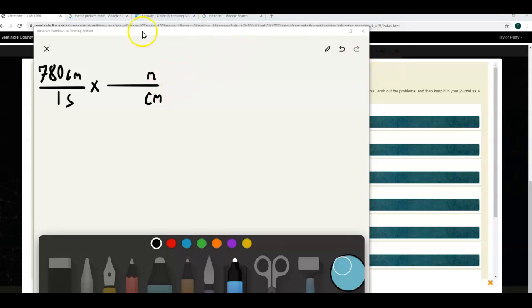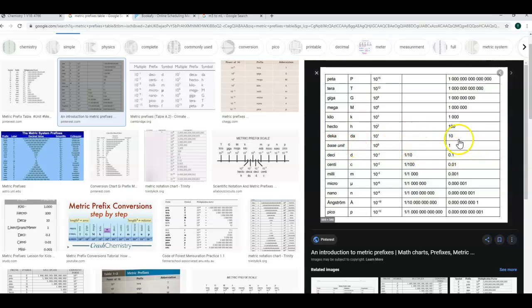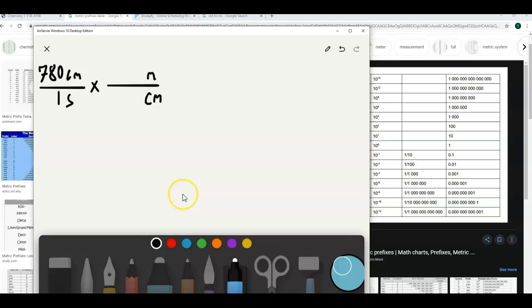So anyway, let's look at our metric prefix table here. Let's see how many meters are in a centimeter. The way this prefix table works, it tells you how many of your base unit are in the prefix. So if we look at centimeters, that tells us that there are 0.01 centimeters in a meter. Okay, I'm sorry, there are 0.01 meters in a centimeter. Sorry about that. So let's write that down. There are 0.01 meters in a single centimeter.